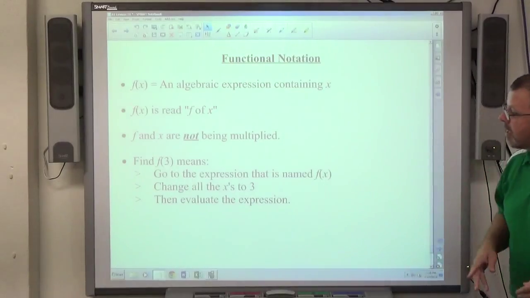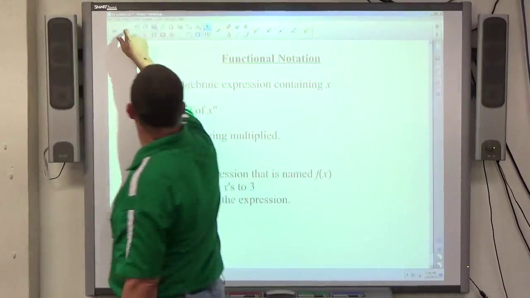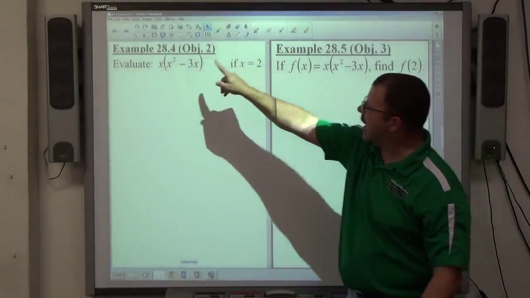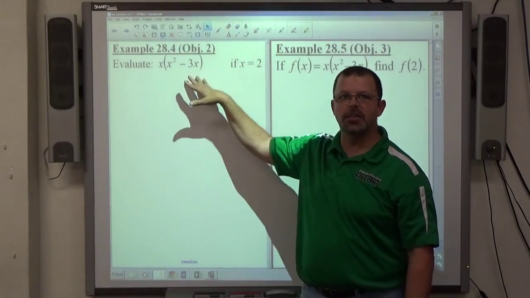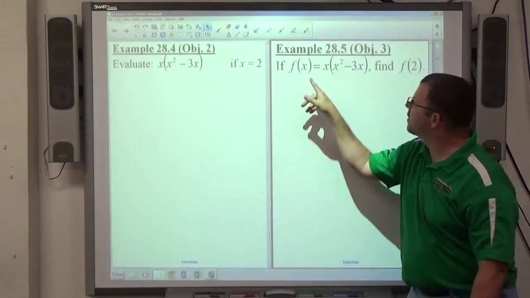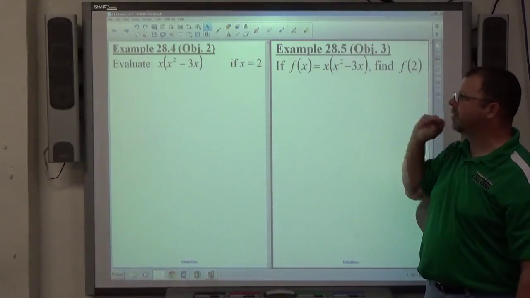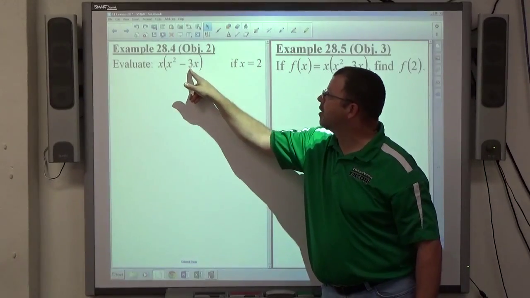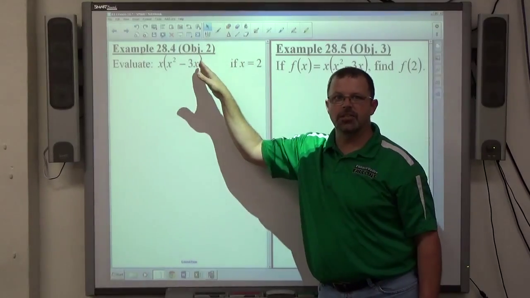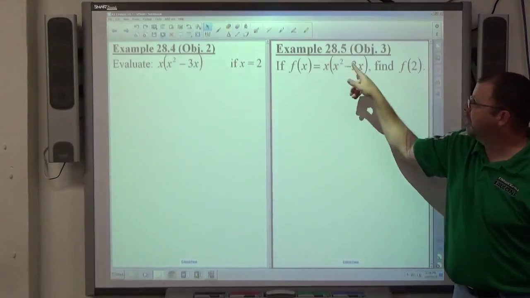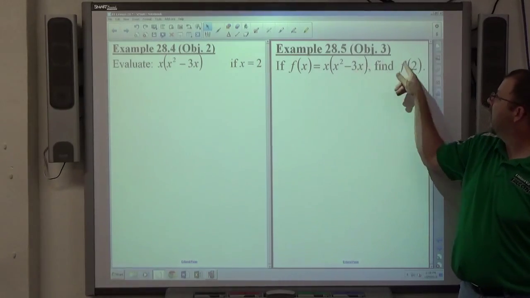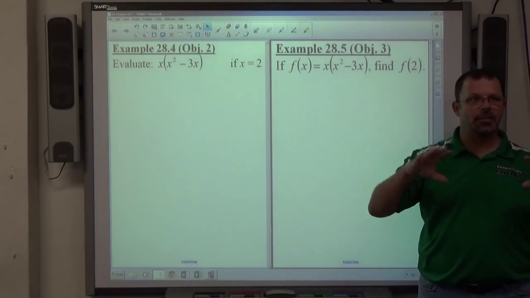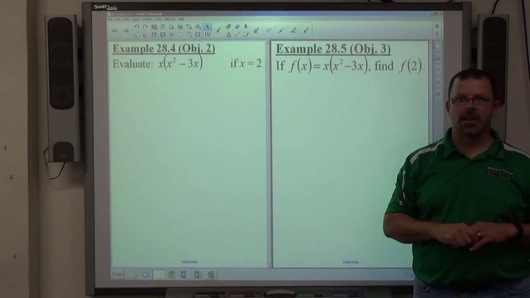F of fish. Yep. So, I'm going to go 2 pages here. Okay, there's 4, there's 5. Looking at the 2 problems, this one says evaluate x times x squared minus 3x when x equals 2. We've already done these problems. This says f of x equals x times x squared minus 3x, find f of 2. The expression we're evaluating is x times x squared minus 3x. We're letting x equal 2, so we put 2 in place of all the x's to work it out. F of 2 means go to this expression, change all the x's to 2, and work it out. Can everybody see that these are the exact same question? That makes sense. All right?